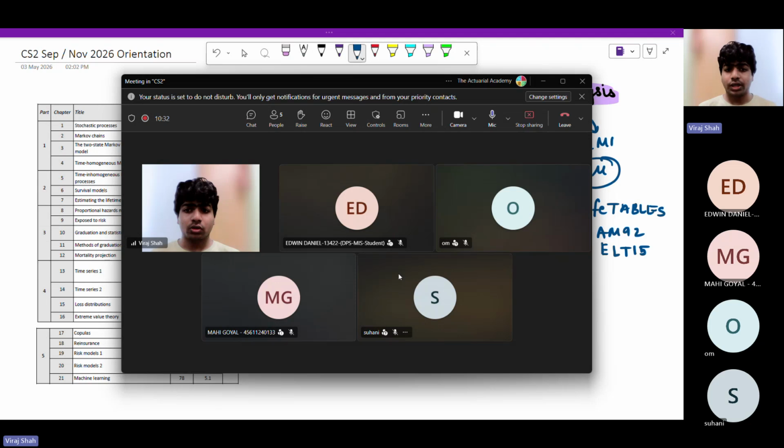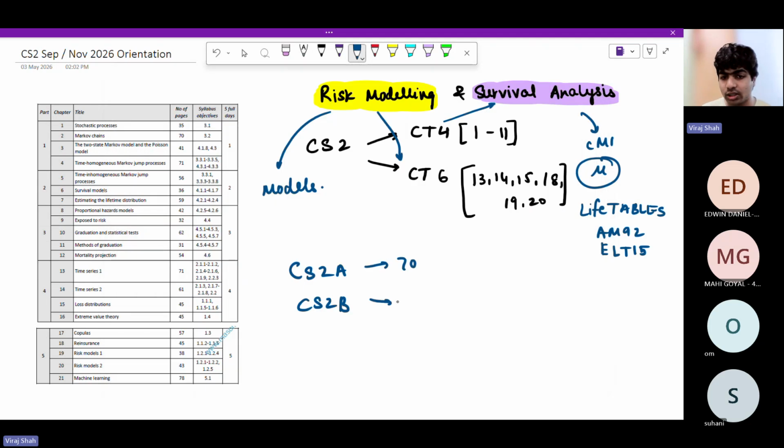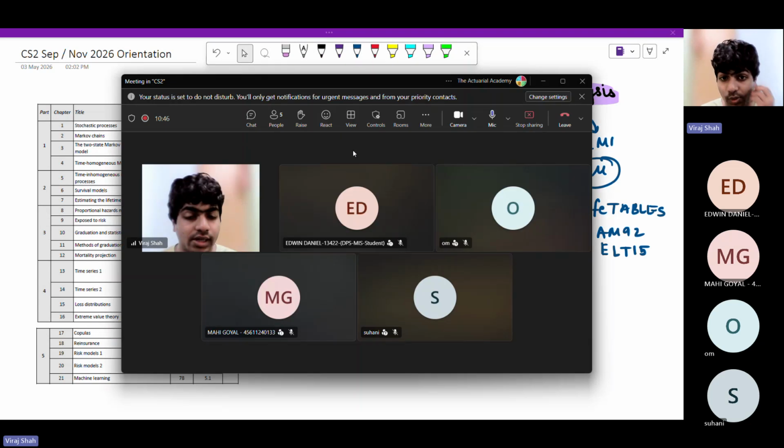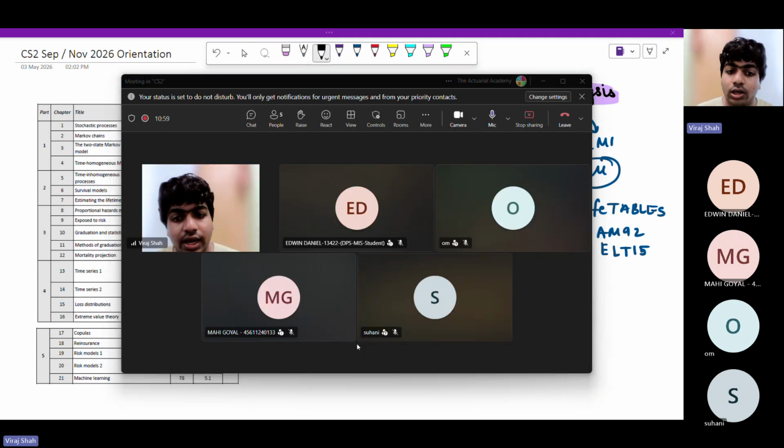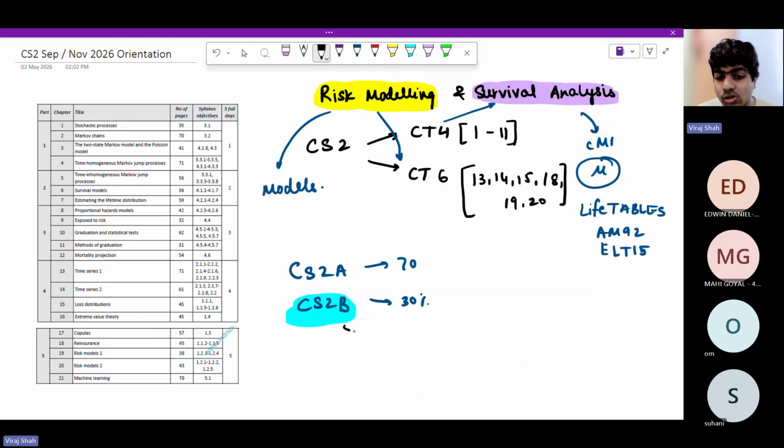I will not get into the nitty-gritties of the 70/30 split; you know about that. But one thing you have to learn here is that CS2B is as important as CS2A. This is not like CS1, where I would say that if you study the R paper 20 days prior to your exam, you'll be able to crack it. No, you have to study your R well in advance. You have to revise it twice or thrice to pass this paper because CS2B has a lot of codes.